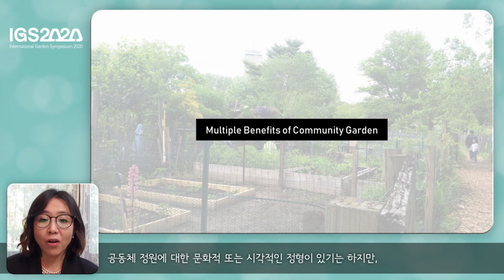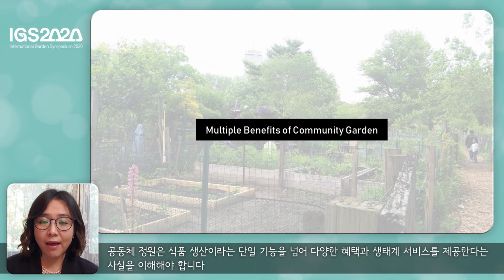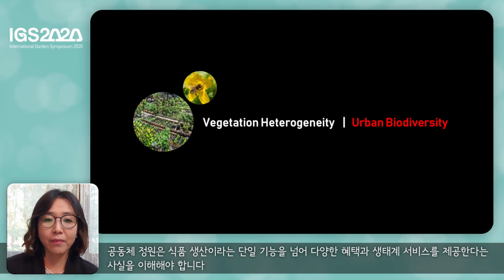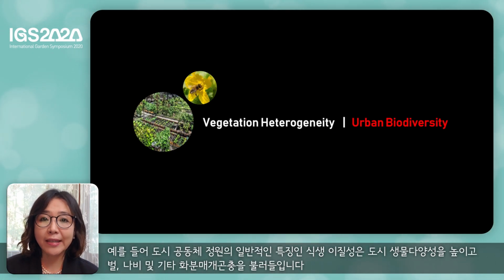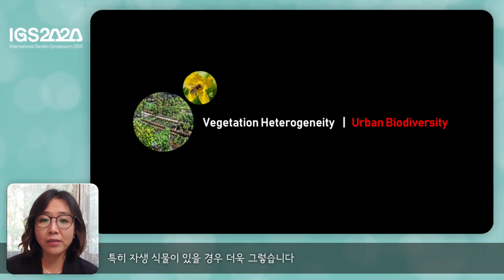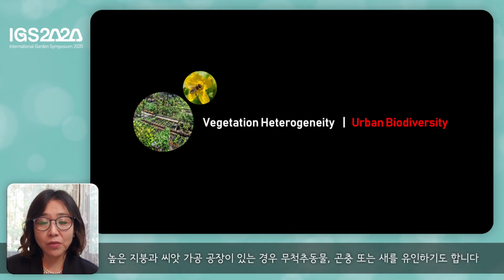Now, despite there being a cultural or visual stereotype of community gardens, it's important to understand that they provide multiple benefits and ecosystem services beyond the singular function of food production. For example, vegetation heterogeneity, which is a common characteristic of urban community gardens, increases urban biodiversity, bringing bees, butterflies, and other pollinators, especially with native vegetation. It also attracts invertebrate and insectivore birds if they have a high canopy and seed-producing plants.